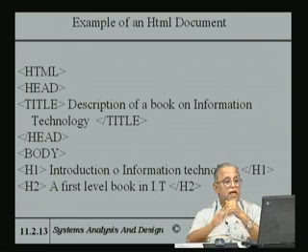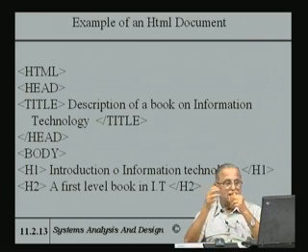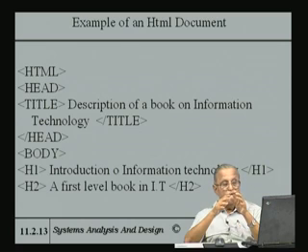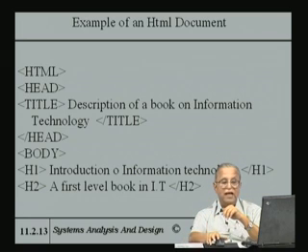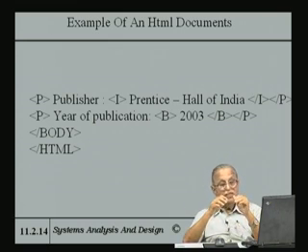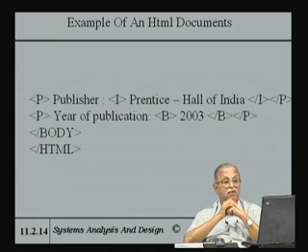I'll give an example of an HTML document. I have not given the version number and so on. Head, title, description of book on information technology. That's what the heading is. And the body: introduction to information technology. This H1 means it is a heading, the first level heading. The second level heading says that it's a first level textbook in IT. And then publisher, in italics, I shows the publisher, Printers All of India, and in boldface the year of publication, 2003, because B shows boldface and I shows italics.